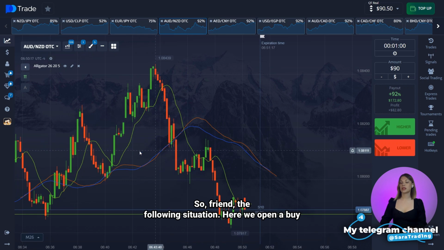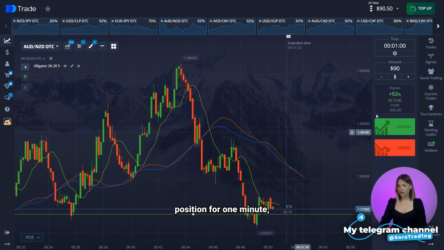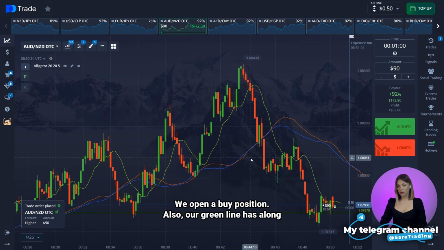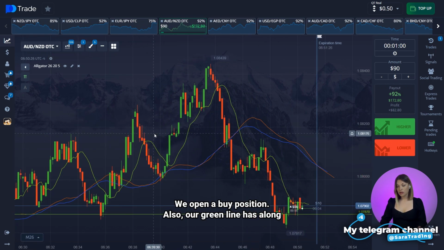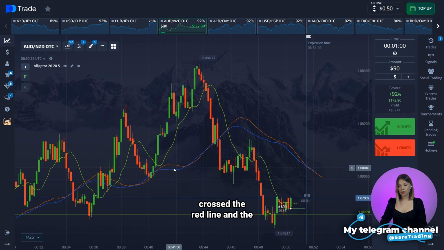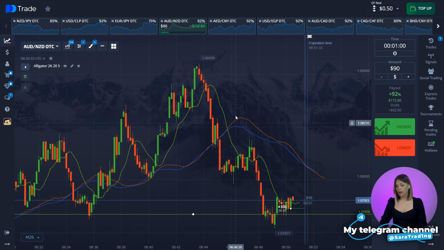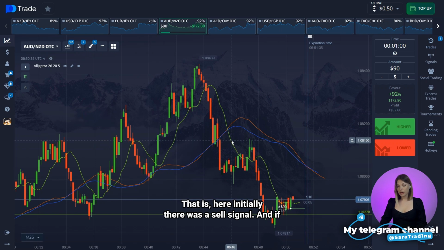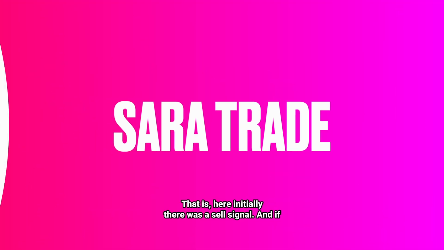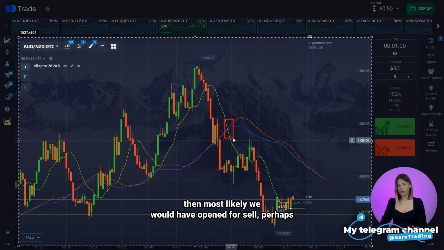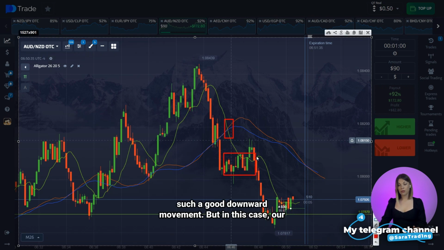So friend, the following situation, here we open a buy position for 1 minute. Contrary to what we see on the chart, we open a buy position. Also, our green line has already crossed the red line and the blue line from top to bottom. That is, here initially there was a sell signal. And if we had opened this asset a little earlier, then most likely we would have opened for sell, perhaps at this correction, and would have received such a good downward movement.